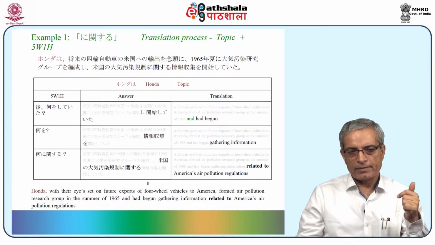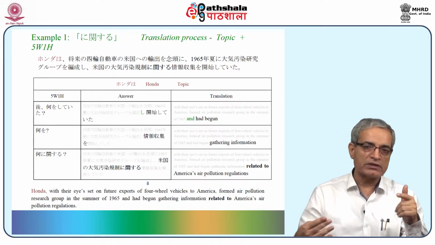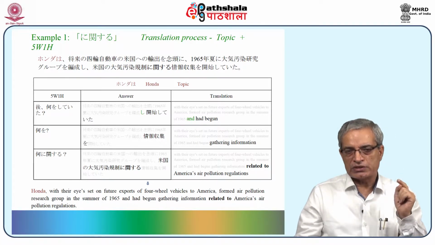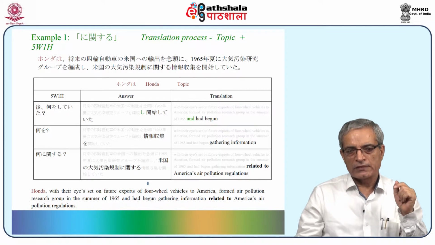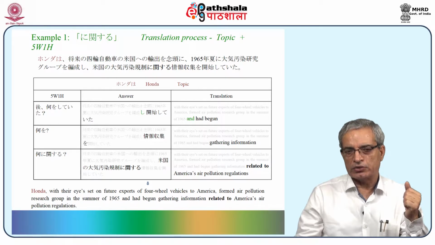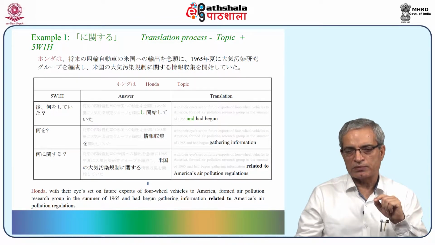Continue. Ato nani o shiteta. So ato, there was one more verb, that is something shi, and the shi actually should go to the previous verb which we did in the hense shi, the first question, and here it should be kaishi shiteta. Okay. Then nani o. Joho shushu o. Okay. Then nani ni kansuru. Nani ni kansuru is beikoku no taiki osen, osen kisei ni kansuru. So it's kisei ni kansuru that is important.